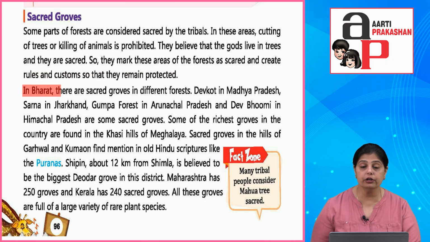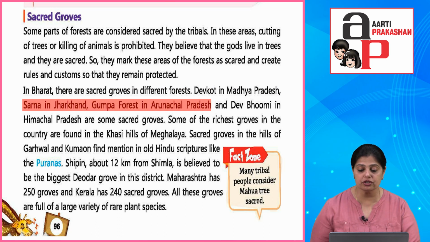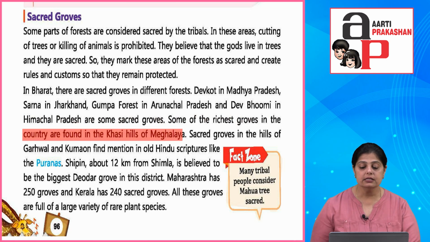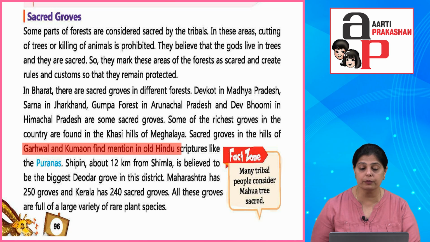In Bharat, there are sacred groves in different parts of the forest, like Devkot in Madhya Pradesh, Sarna in Jharkhand, Gampa forest in Arunachal Pradesh and Dev Bhumi in Himachal Pradesh. They are some of the sacred groves. Some of the richest groves in the country are found in the Khasi hills of Meghalaya. Sacred groves in the hills of Garhwal and Kumaon find mention in old Hindu scriptures like the Puranas.